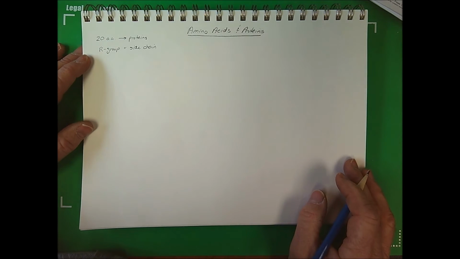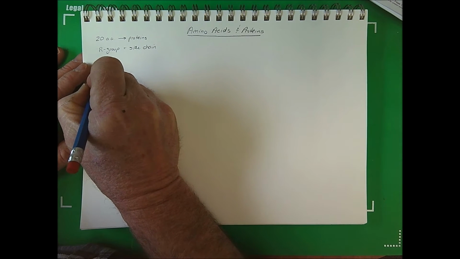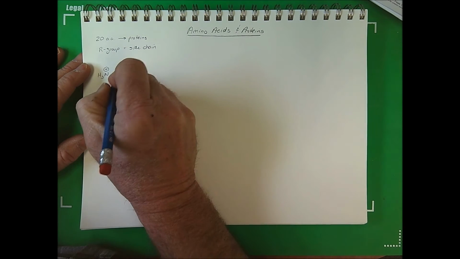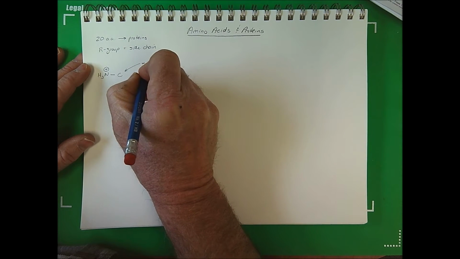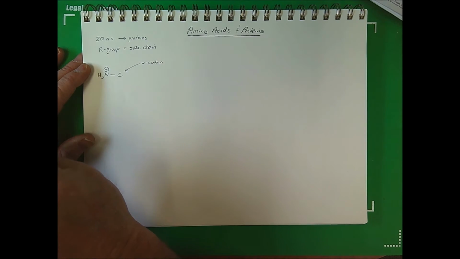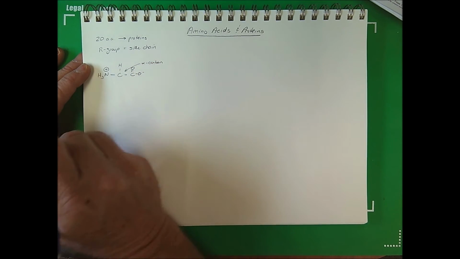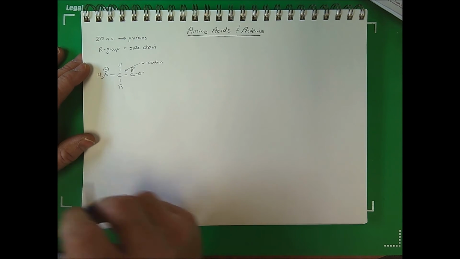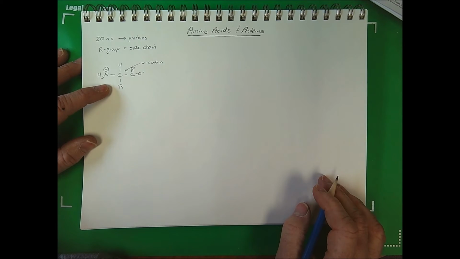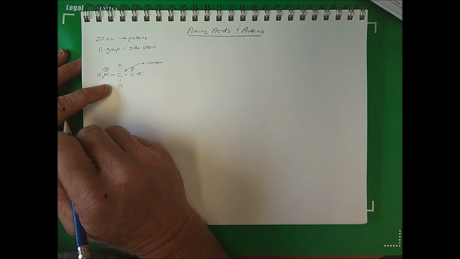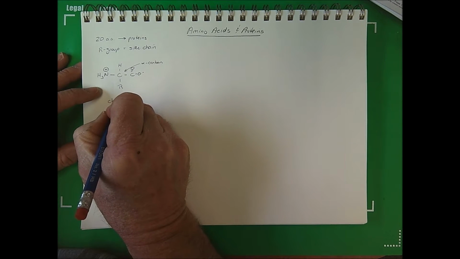Now, the basic structure of an amino acid is we have a primary amine connected to a carbon, which is considered the alpha carbon. This carbon has a hydrogen bound to it, and it also has a carboxyl group bound to it. And finally, the fourth bond of this carbon is the R chain, which is designating the particular amino acid. Now, notice that there are 4 different groups bonded to this central alpha carbon. That means that this carbon is a chiral center.